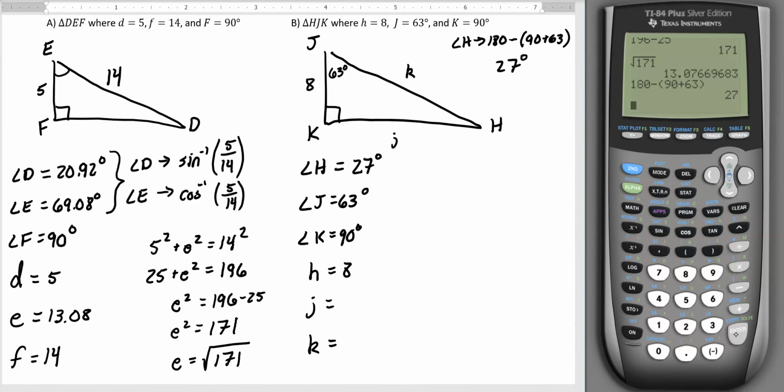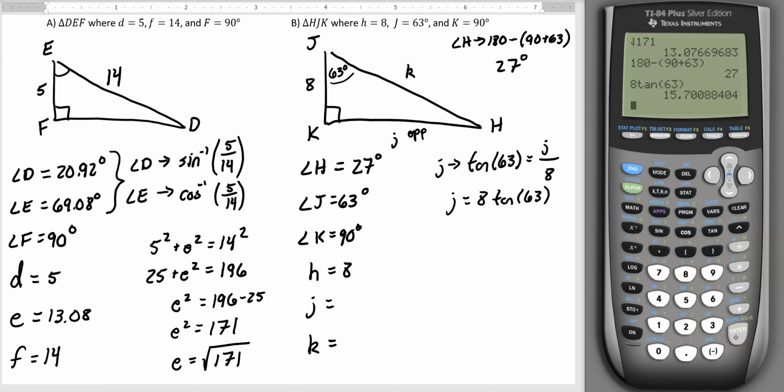Let's use the angle they gave us, though, J, to figure out everything we need to. So let's start by finding side J. Side J would be the opposite of the 63 degree angle. So I would use my opposite and adjacent, that's tangent. So tangent of 63 equals my opposite J over my adjacent 8. So that means that J will equal 8 times the tangent of 63. Let's put that in our calculator. 8 tangent 63, close parentheses, 15.70.